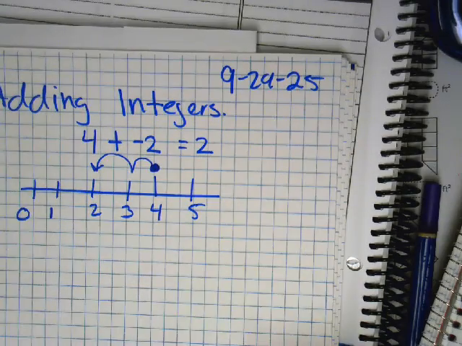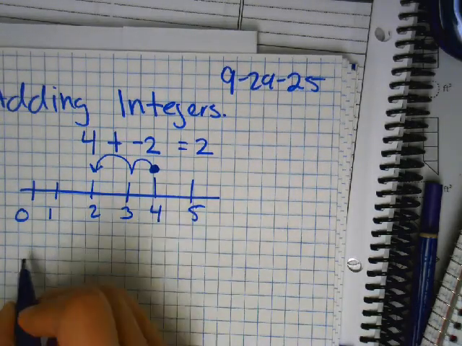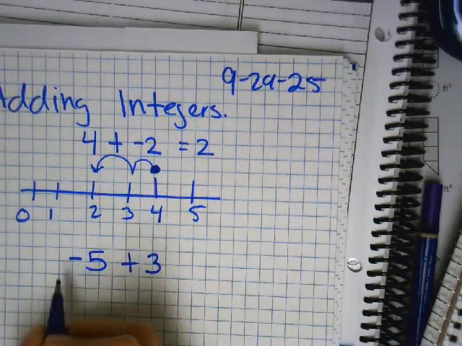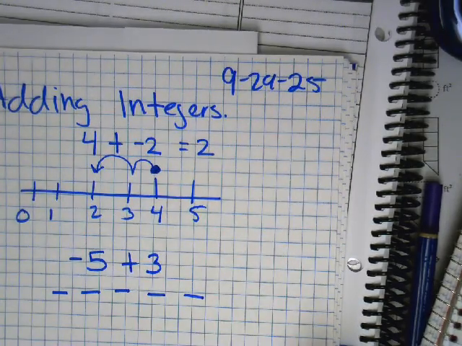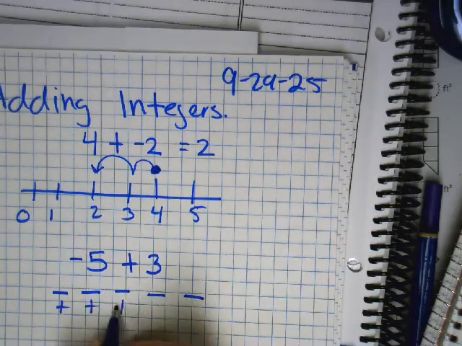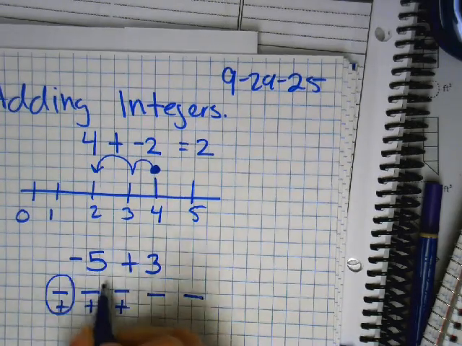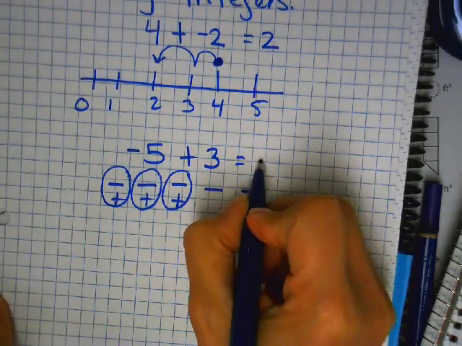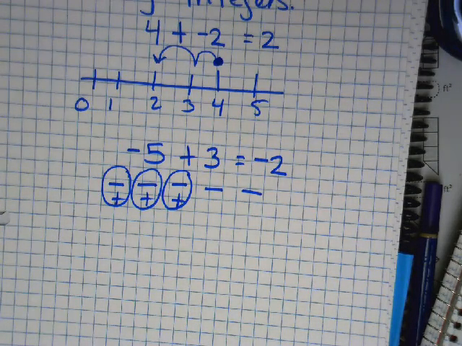Did anybody teach you how to do it with the pluses and minuses, making zeros? If I give you negative 5 plus 3, I would draw negative 5 tiles: 1, 2, 3, 4, 5. And how many positive tiles? 3. And then what? Zero pairs. Circle whatever they have the same, and then my answer would be negative 2. Did you all see that in 6th grade? Yeah? All right, cool.